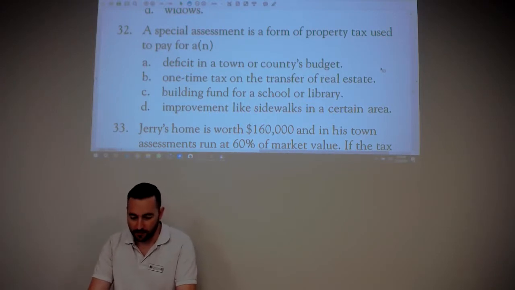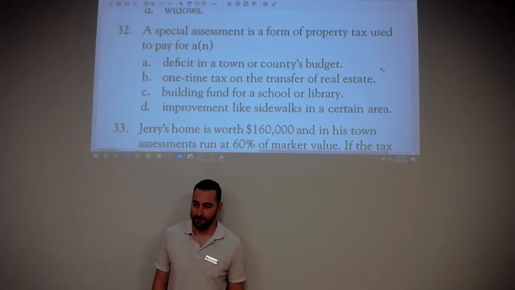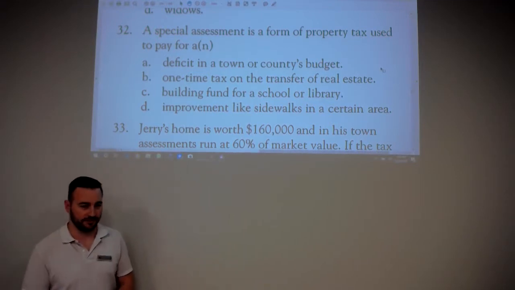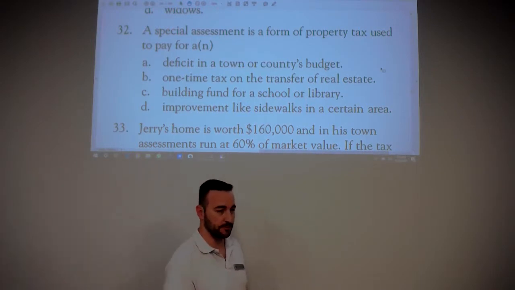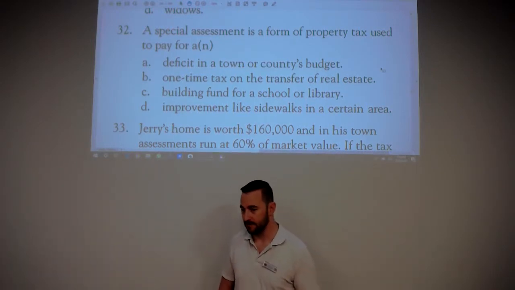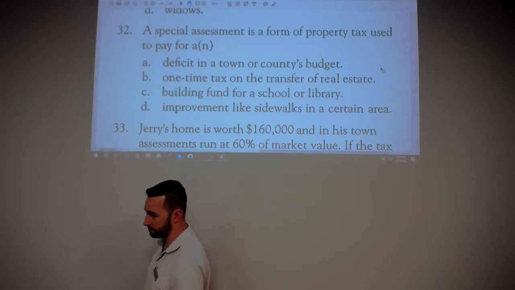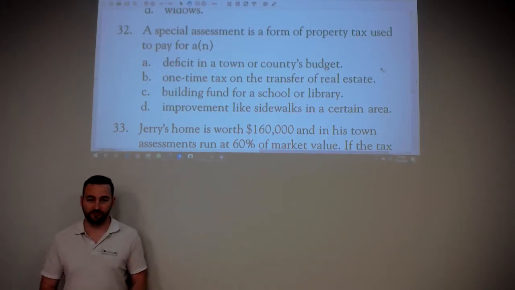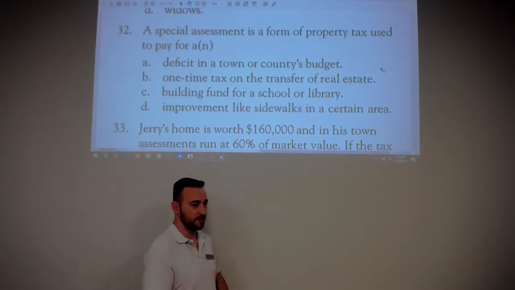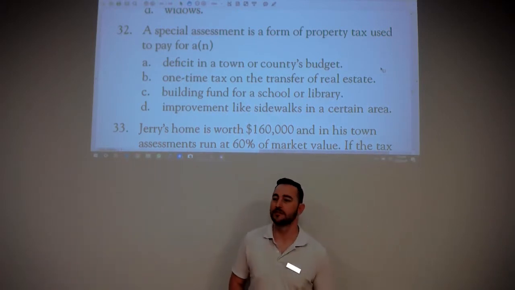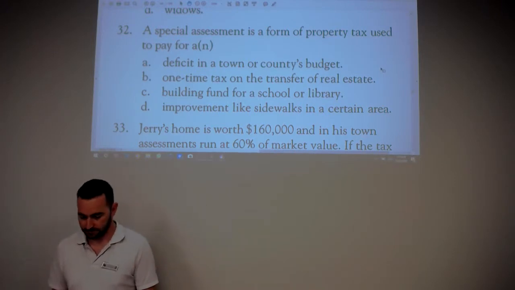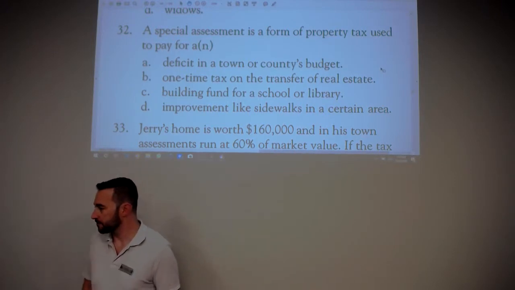Majority. So, for those of you that said A, your general property tax is to cover the deficit. What they charge you every year on a regular basis is to cover the deficit on the city or town's budget. Special assessments, though, are public improvement taxes. Remember that? Special assessments, public improvement taxes: sidewalks, street lights, all that stuff. Okay?